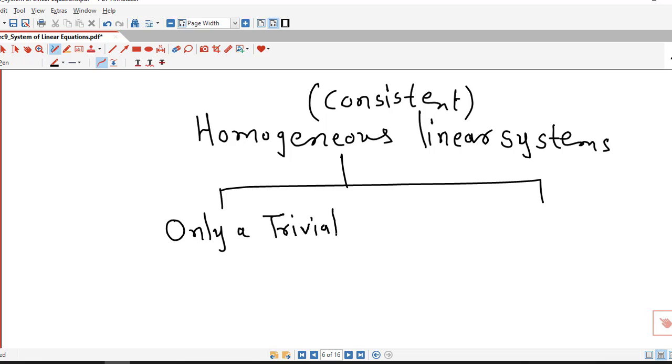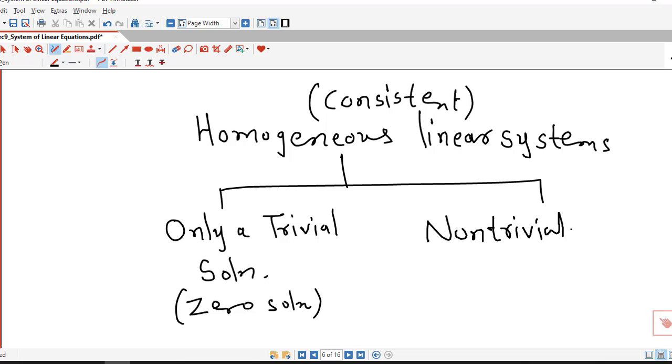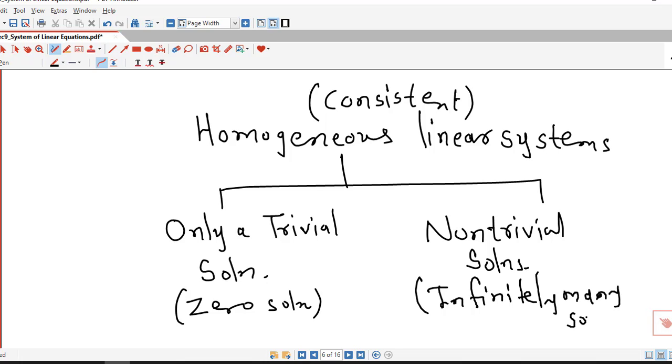One possibility is only a trivial solution, which is the zero solution, where the values of all the variables are zero, and the other possibility is non-trivial solutions or infinitely many solutions. And we have discussed two results, using which we can decide the types of solutions, whether infinite or unique.